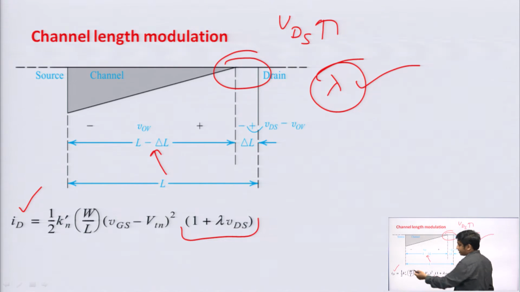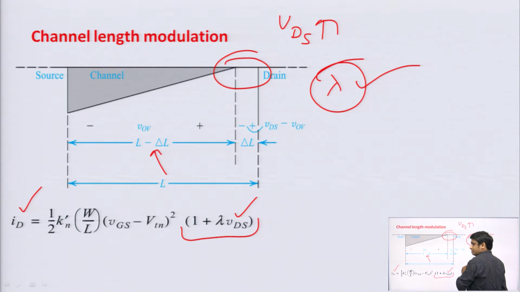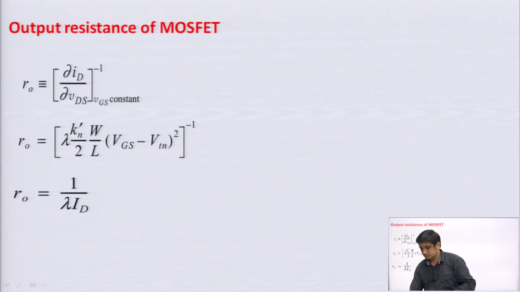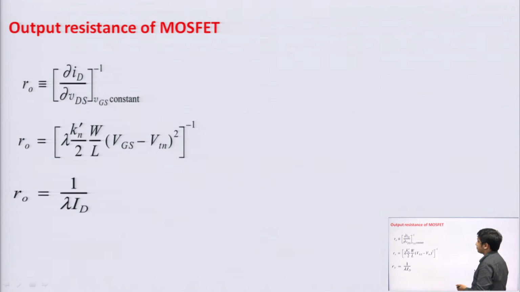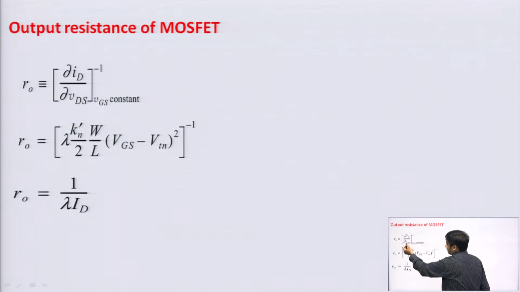Now, you can see that in the drain current equation there is a VDS, because practically there will be channel length modulation, there will be lambda. Now, what is the output resistance of MOSFET? It is simple, your del ID upon del VDS inverse. You can see that output resistance is output voltage upon output current. So, VDS upon ID. So, from there you can relate, it is just the inverse of del ID upon del VDS.